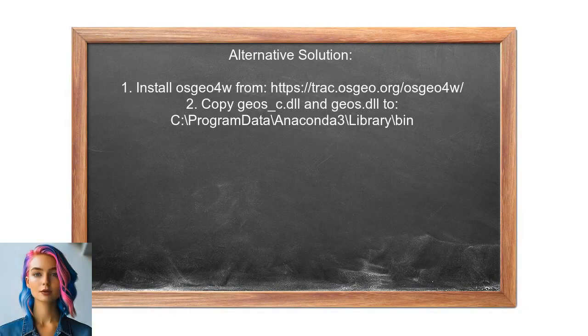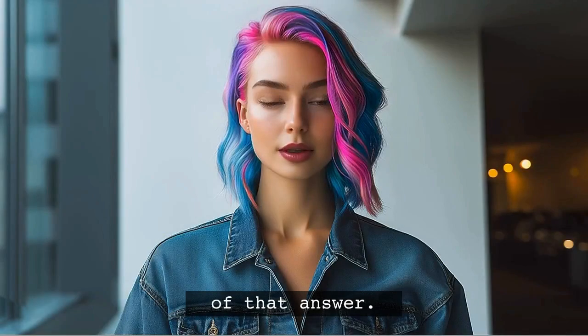An alternative solution provided by another user involves installing OSError. First, download and install OSError from the official website. Then copy the geot.dll and geos.dll files to the Anaconda library bin directory. That's the end of that answer.